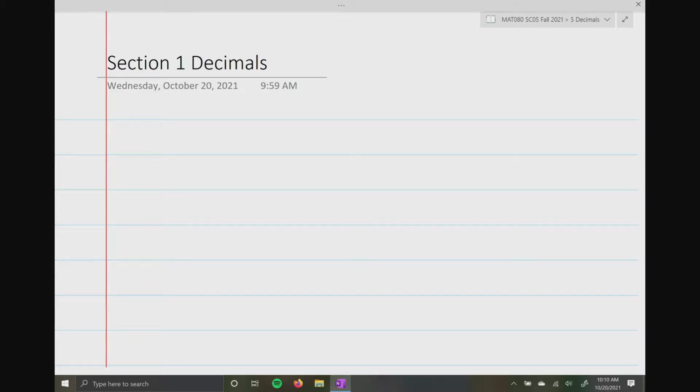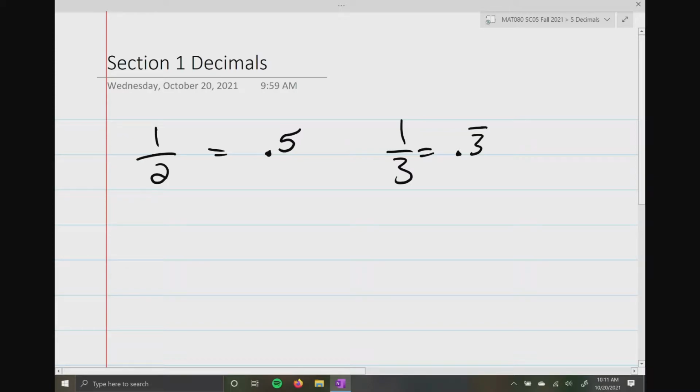Decimals allow us to look at numbers. There is a relationship between a fraction and a decimal. For example, 1/2 is equal to 0.5. All right? 1/3 is equal to 0.3, and that little bar above the 3 means repeating. All right? And we use decimals everywhere.